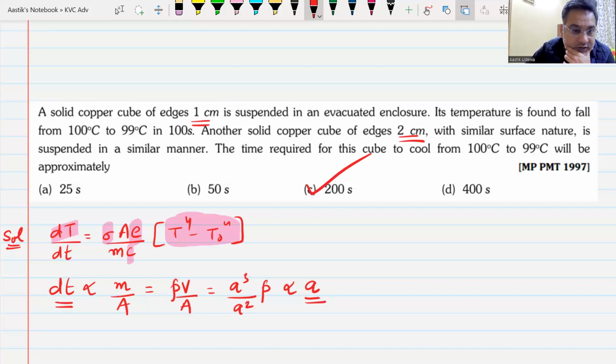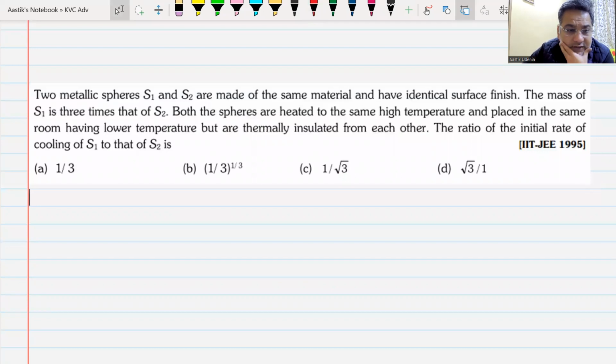This is the rate of cooling. Do we understand this? Yes, sir. Great. Here comes the next question. And I hope I can get an answer for this one.